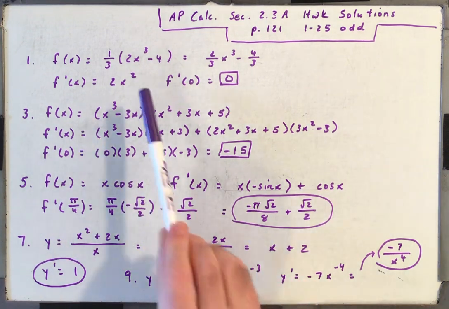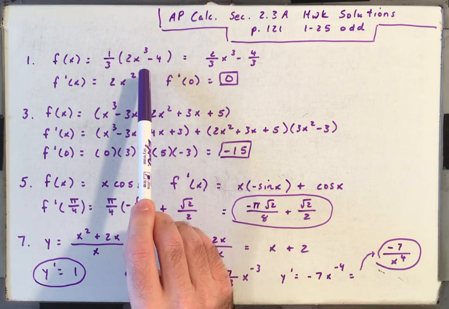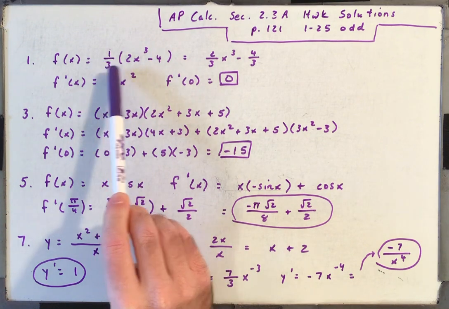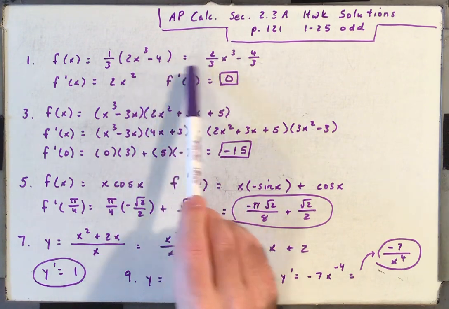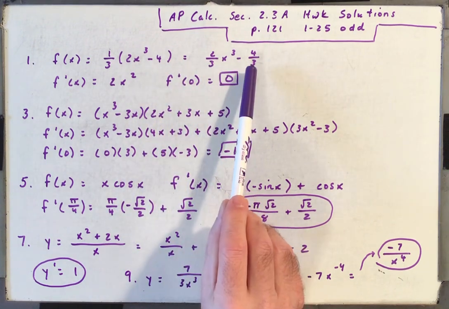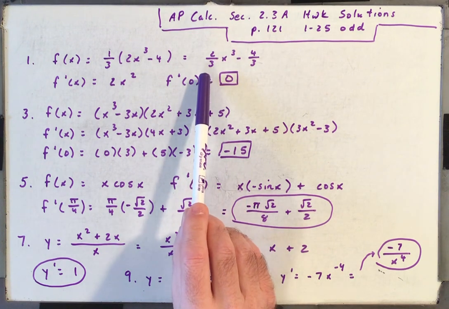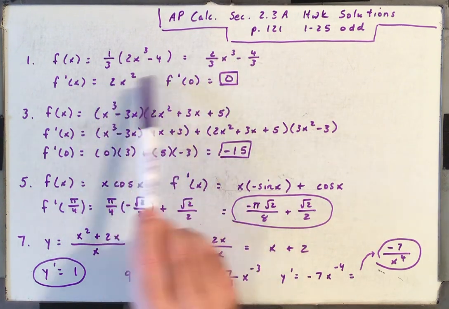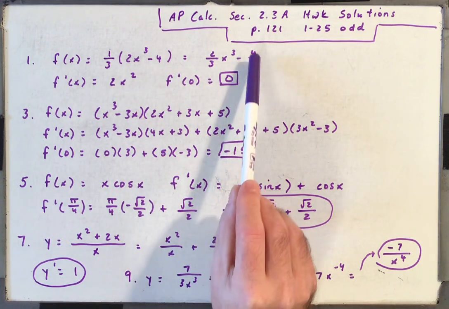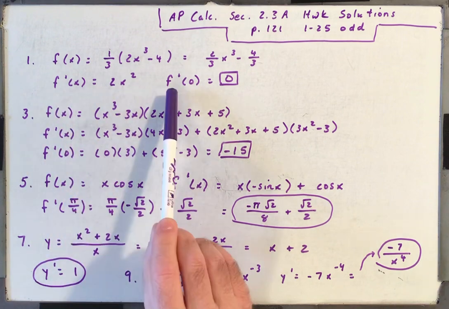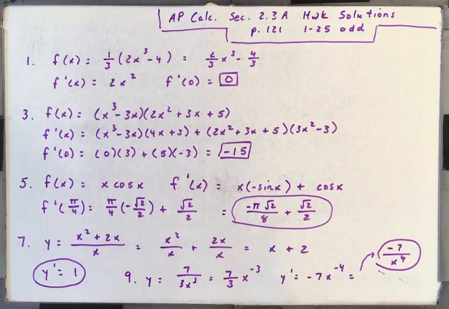So number 1, we have 1/3 times 2x cubed minus 4. I wouldn't do the product rule on this. I would just distribute the 1/3. And so that'd give you 2/3 x cubed minus 4/3. Then take the derivative using the power rule. So 3 times 2/3 would be 2. And then subtract 1 from the exponent, you have 2x squared. Derivative of negative 4/3 is 0. So we're going to plug in a 0 for that x, and you would get 0.